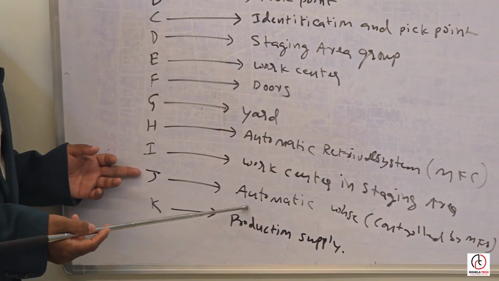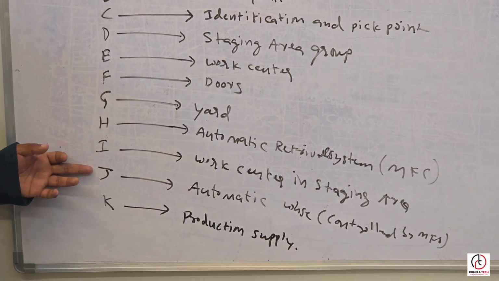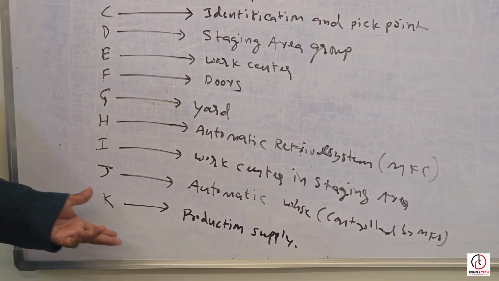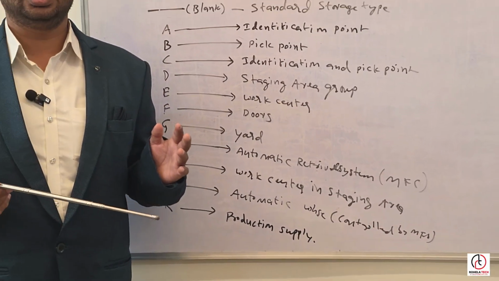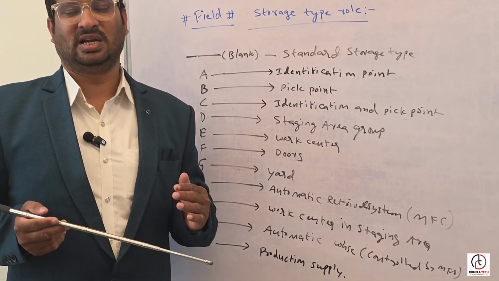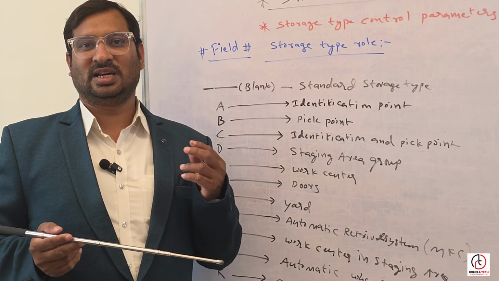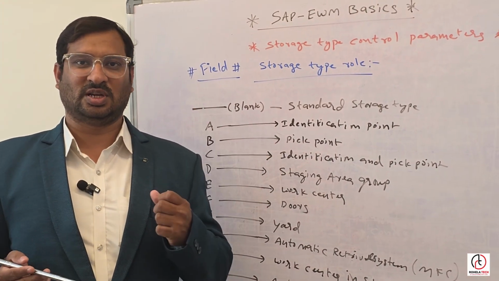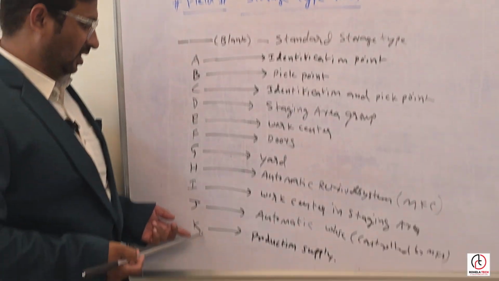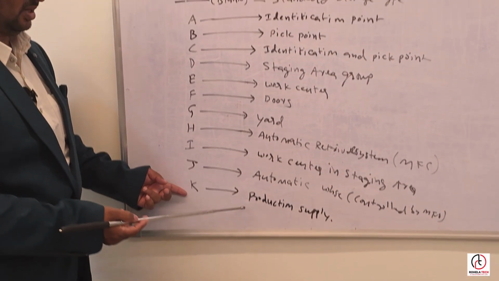Then J, automatic warehouse controlled by the MFS. K, production supply storage type. Whenever PP and EWM are integrated, then to stage the raw material from the warehouse to the production supply area, in the production supply area we use the storage type with the storage type role called K, that is a production supply.